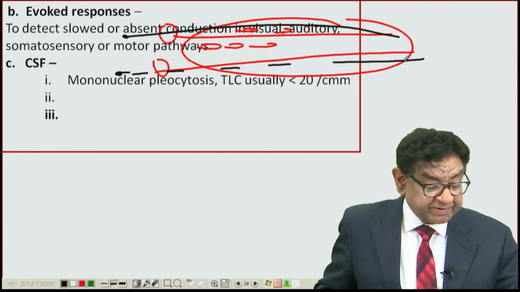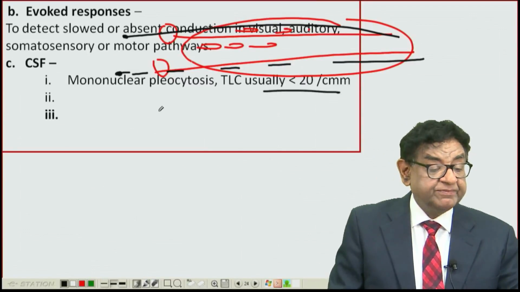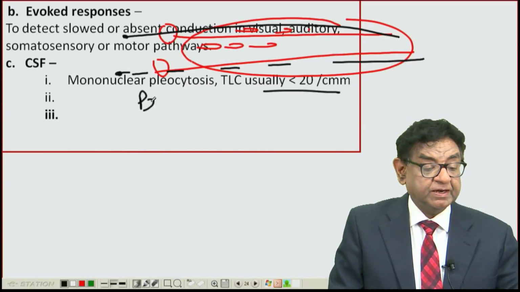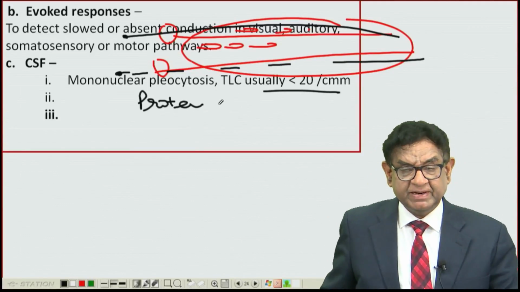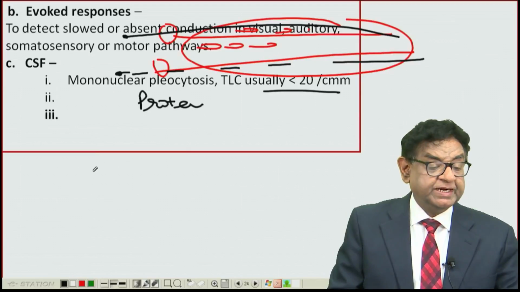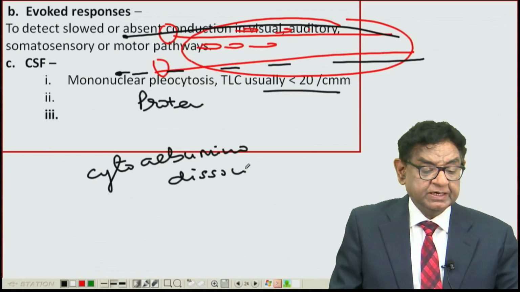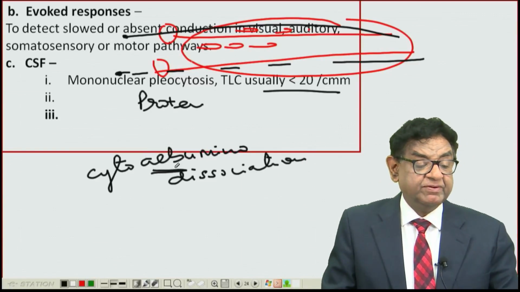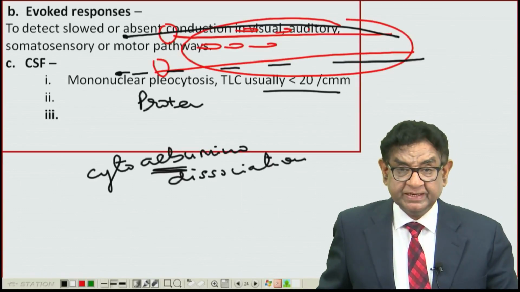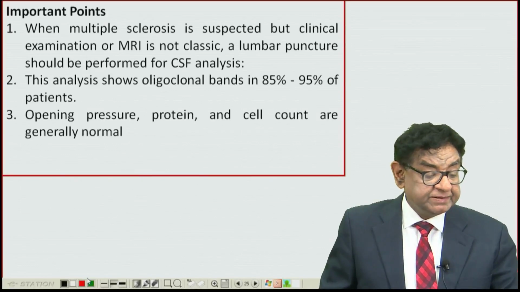As far as CSF examination is concerned, the cell count is normal, and even the protein is normal. Traditionally, in any book, they write that in MS you get cyto-albuminologic dissociation. I'm also saying the same thing. But it is not the albumin level which is raised. The protein, the albumin, remains normal. What increases is IgG, the oligoclonal bands.